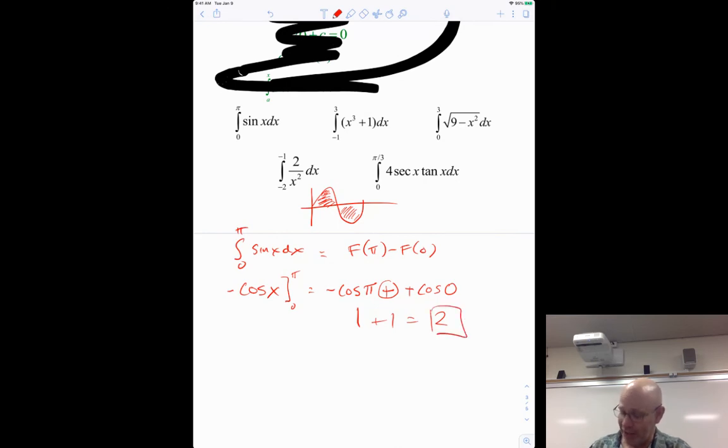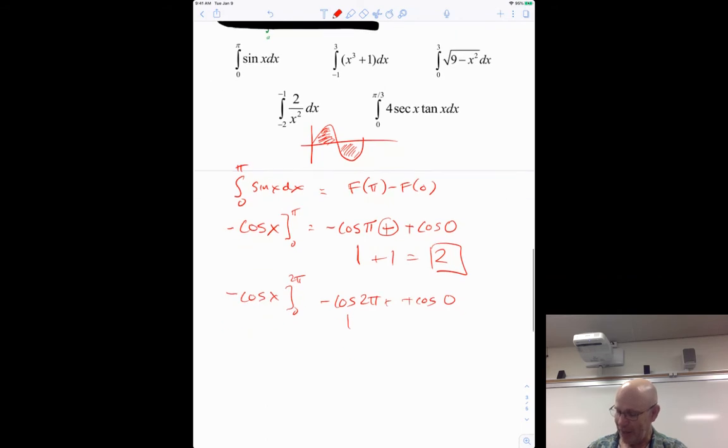And just notice, if I change those limits to 0 to 2 pi, negative cosine of 2 pi minus negative cosine of 0, which is 1. Let me make sure I got that right. Uh-oh, I made a little mistake there. Let me try that again. Negative cosine of 2 pi. Cosine of 2 pi is 1. So that's why: negative 1 plus 1. There we go. I knew it was supposed to be 0.